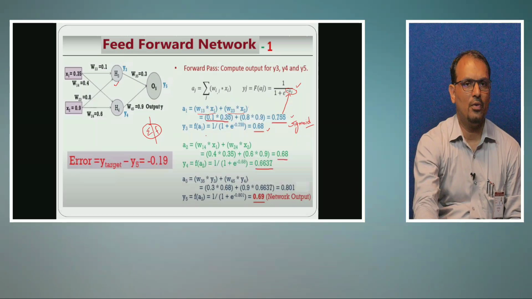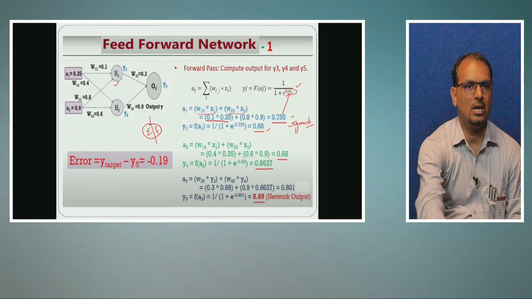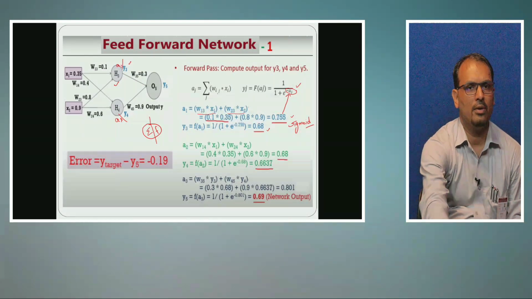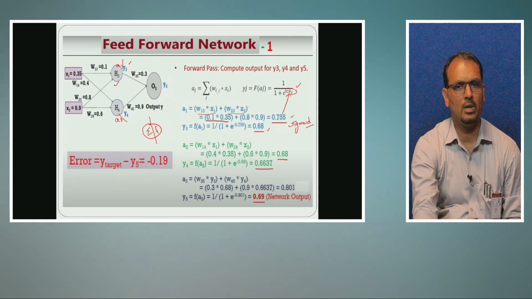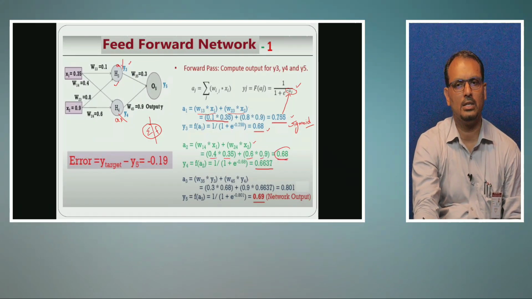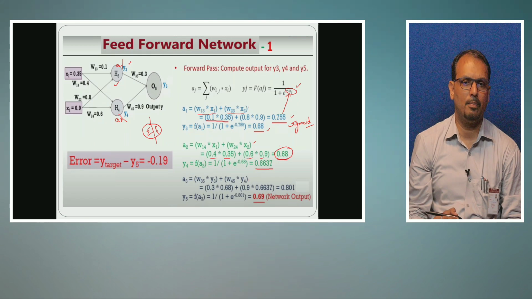In the same way, we can calculate a2. Just now you calculated y3; a2 is with respect to y4. So here a2 and y4, and here a1 and y3. So what is a2? W14 x1 plus W24 into x2. These formulas are well known to everyone. So 0.4 into 0.35, 0.6 into 0.9. So finally we are getting here 0.68.